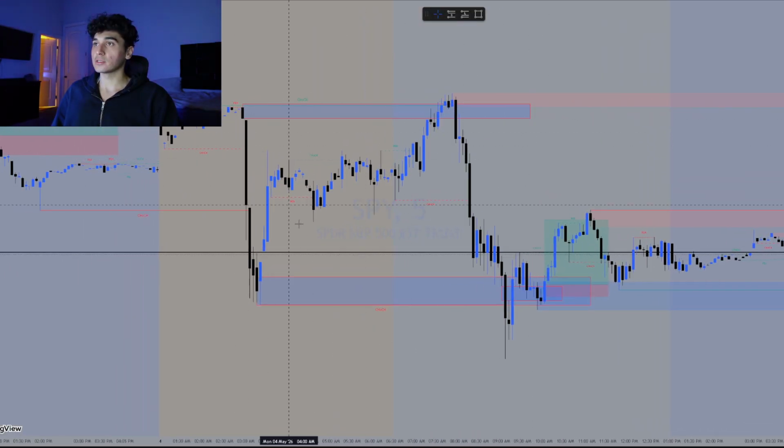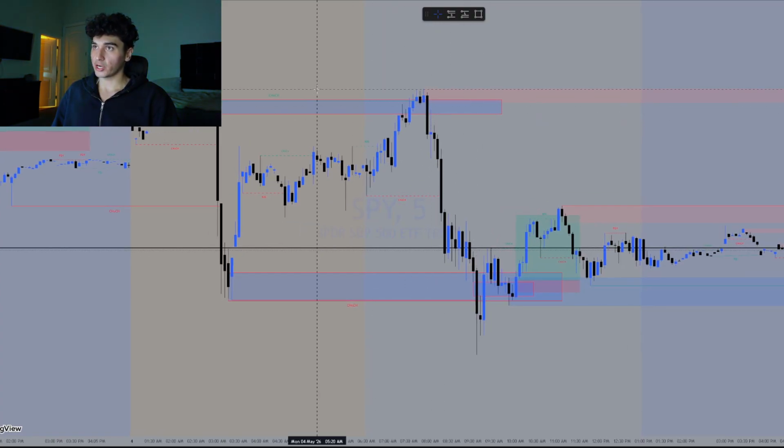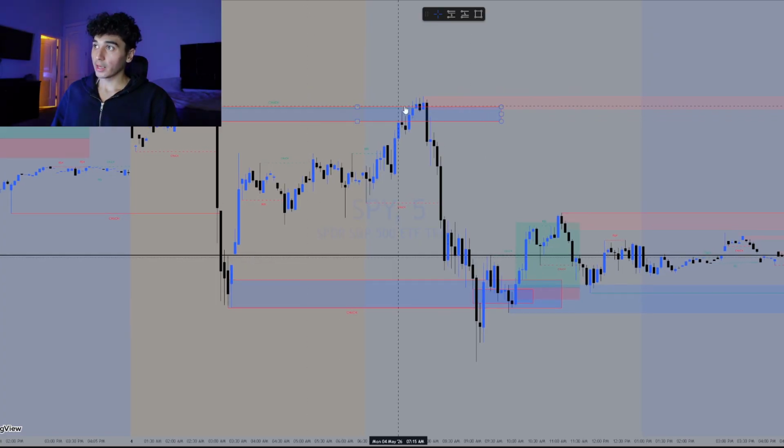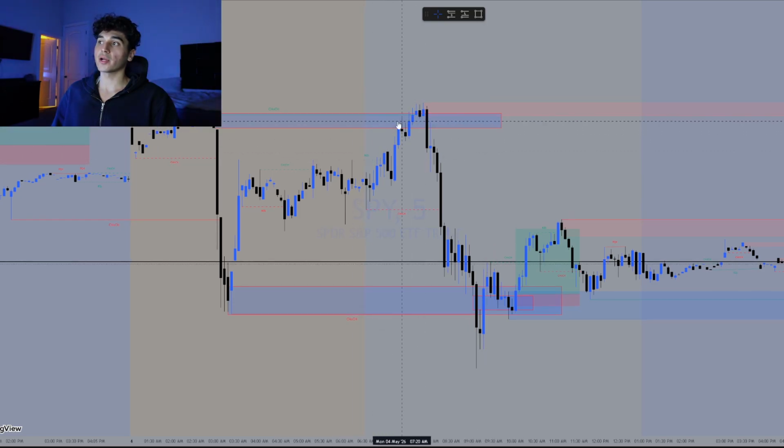Now, as you can see here, the first time price taps into our supply zone, we can see that we're already getting a strong rejection, right? Now, a good sign here when we first tapped into this zone is price did not invalidate this supply zone.